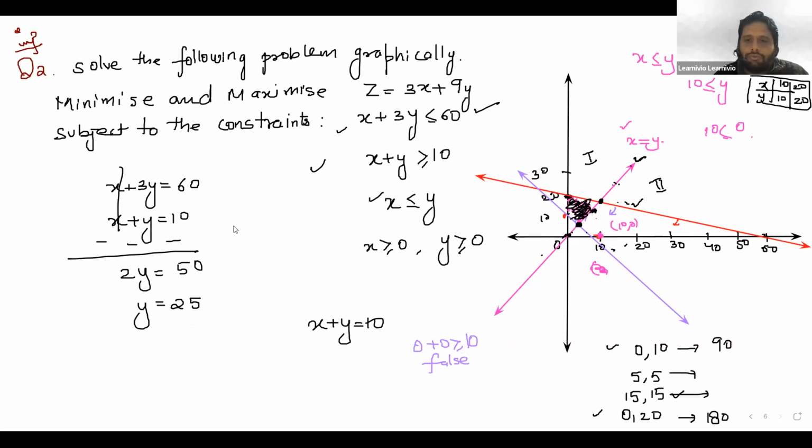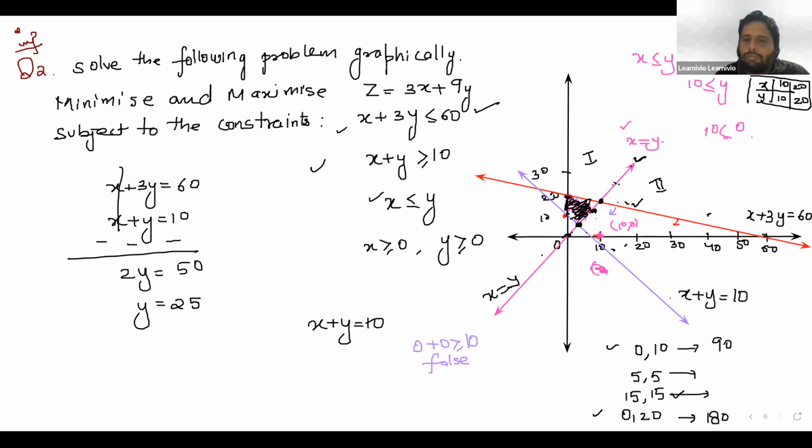Aman, I need to write all the points. So this was x plus 3y is equal to 60. This is x is equal to y. And this is x plus y is equal to 10. So why are you solving these two? Your feasible region is this one only.